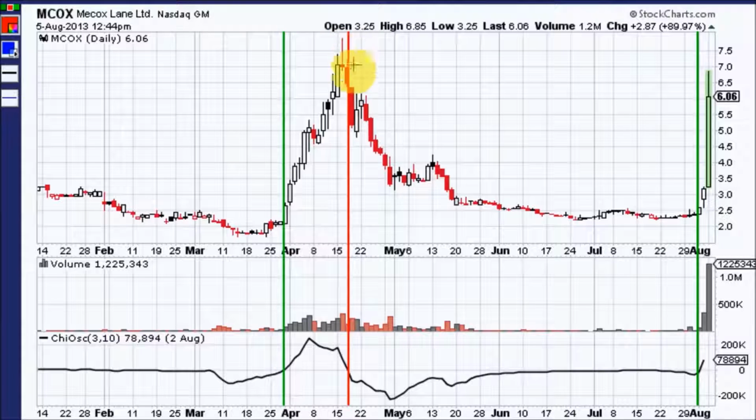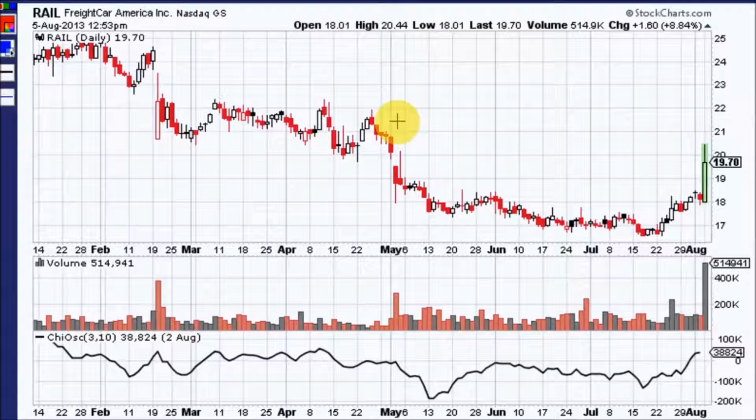It fell hard. Now let's go ahead and take a look at RAIL. First of all, there's a huge gap down on super high volume. Bad earnings, bad news, something caused it to drop from 24 down to about 21 that day. CHI-OSC at that moment drops below the zero line, becomes bearish.